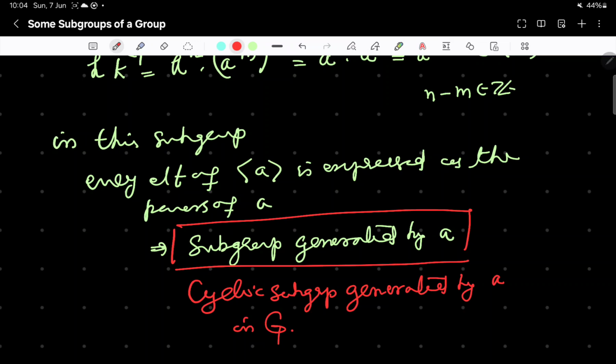Okay, so this is a motivation to define what is actually meant by cyclic groups. We will be seeing that in the next lecture.